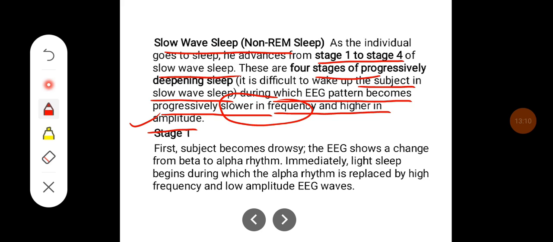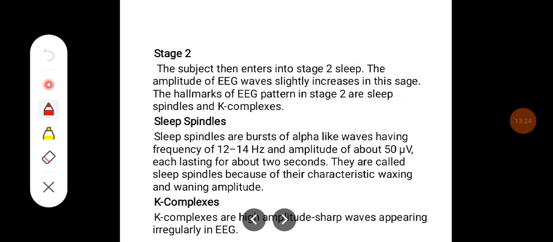Stage 1, where the subject becomes drowsy, the EEG shows a change from beta to alpha rhythm. Immediately, the light sleep begins, during which the alpha rhythm is replaced by high frequency and low amplitude EEG waves. Stage 2, the subject enters the amplitude of EEG waves slightly increases in this stage. The hallmark of EEG in stage 2 are the sleep spindles and K complexes.